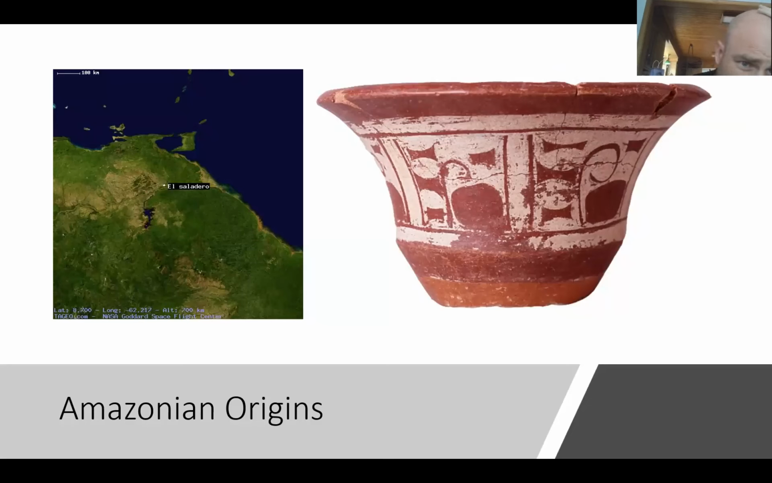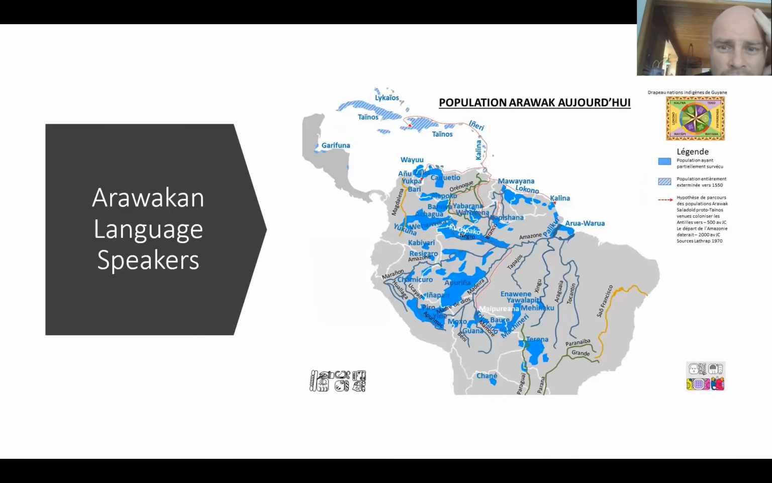Now, these people, they come from the Amazon. These farmers came from the Amazon, and this pottery type, the Saladoid, is actually named after a site called El Saladero in modern-day Venezuela on the Orinoco River. These were riverine people who were part of a larger Arawakan language group. This is one of the largest indigenous language groups. If you look at the map, that's really concentrated around rivers. You see it throughout the Amazon basin, going all the way up into the Caribbean.